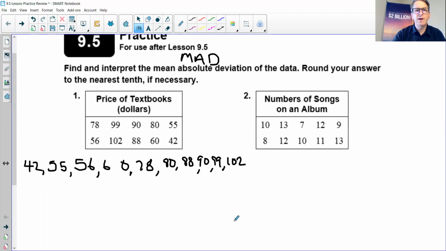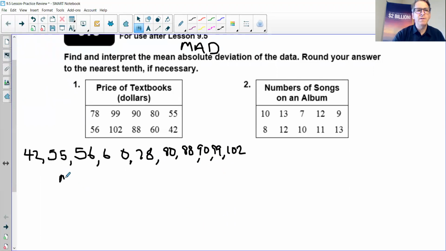Okay, so then what we're going to do is find the mean of this. So the mean, not the median, but the mean. The mean of this data was, we add them all together, we get 750, okay? And we're going to divide by, there's 10 numbers. So the mean is equal to 75, okay? All right, so now when we calculate the mean absolute deviation, we take the mean and we find the difference between the data entry, in this case, price of textbooks, and the mean. Okay, so I'm going to lay that out across this next area right down here.